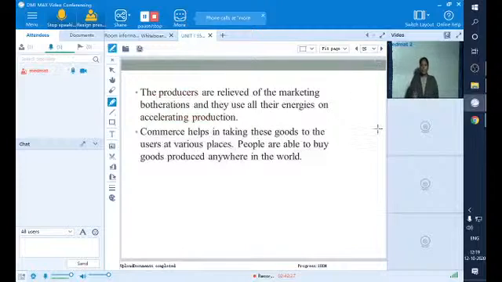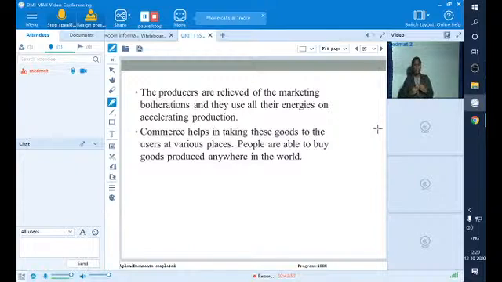Next one, the fourth need: the producers are relieved of the marketing botherations. So here the producers are not concerned with any marketing terms. The producers are relieved of the marketing botherations and they use all their energies on accelerating production. So that is the fourth need here.